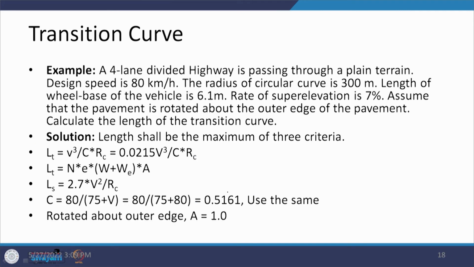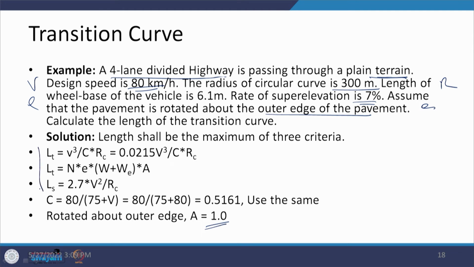Now, there is another case where we have a 4-lane divided highway. It is passing through a plain terrain. So, that is another thing. Design speed is 80 kilometers per hour, radius is 300 meters, wheelbase is 6.1 meters, E is 7%. And the pavement is rotated about the outer edge of the pavement. So, it means A is equal to 1.0.